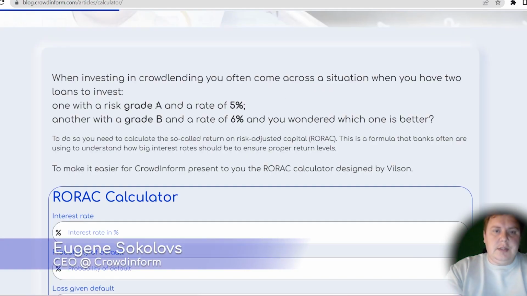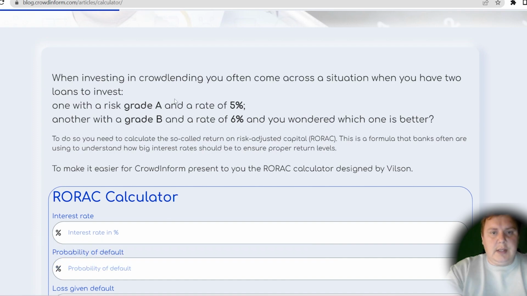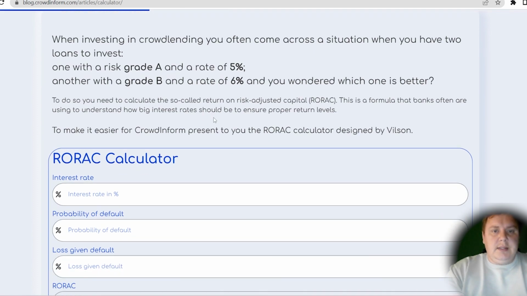Hi everyone, a few days ago we posted on crowdfunding.com a RORA calculator. This is the calculator that allows investors to compare different loan investments with different risk grades. It also allows investors to estimate the potential returns given the potential loss due to the default of the borrower. In this video we will try to calculate the RORA for one of the Mintos loan originators, ID Finance.